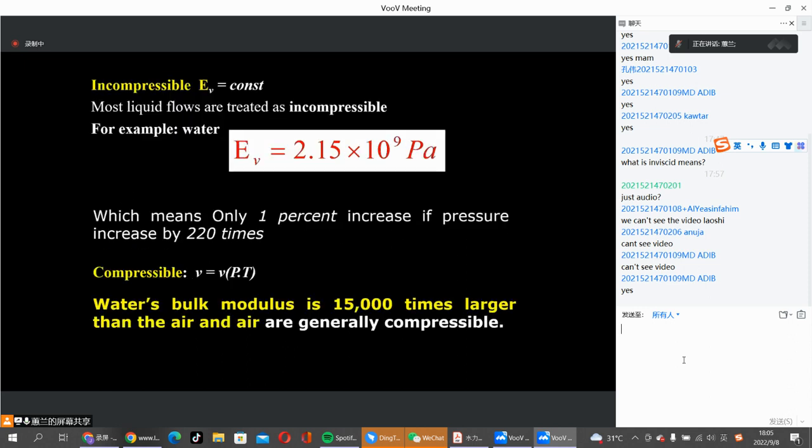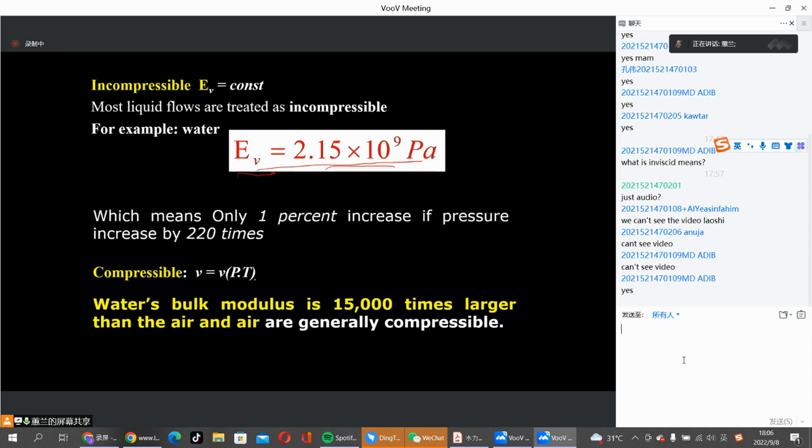So accordingly, if the fluid is not easy to compress, or the modulus of the fluid is huge, we just regard it as incompressible, just like most liquids. The bulk modulus is quite large, on the order of 10 to the power of 9. It's a huge value, right? This we call the fluid incompressible. That means when the pressure changes, the volume or the density stays fixed, unchanged.